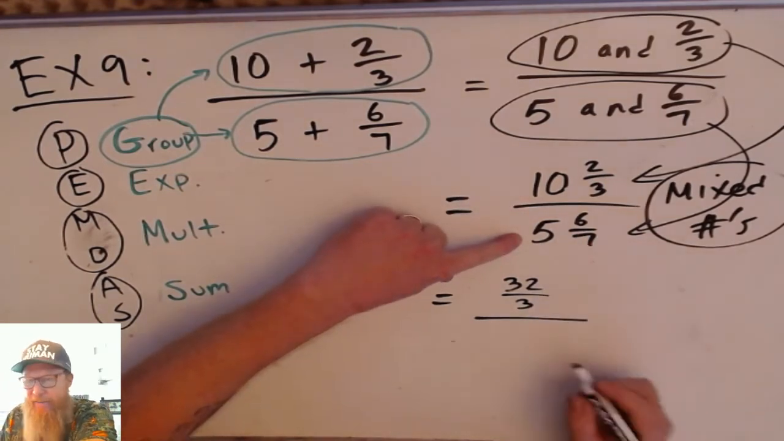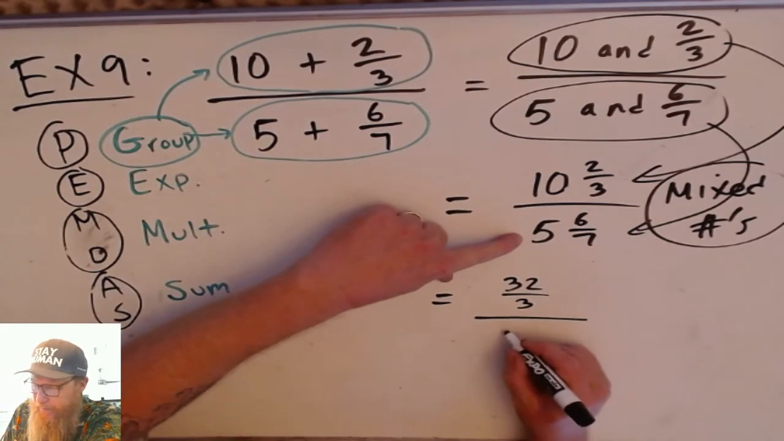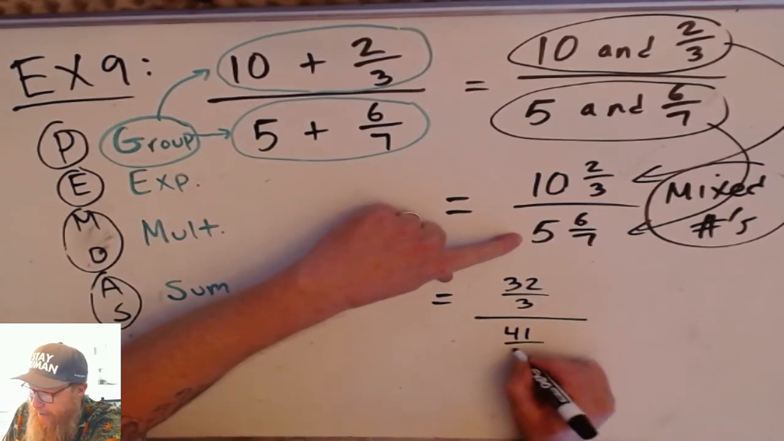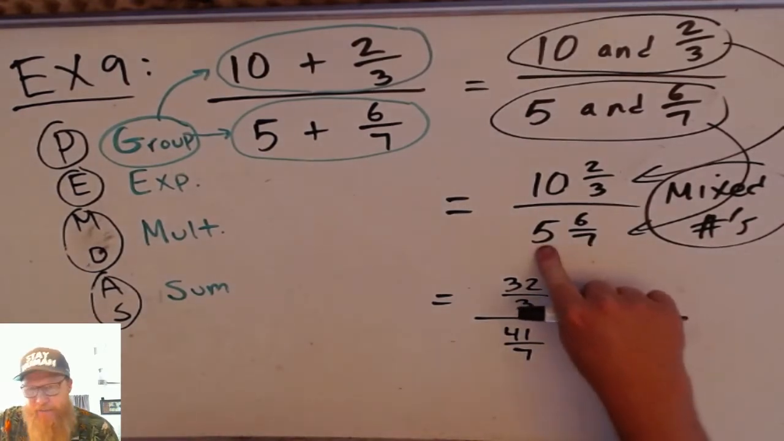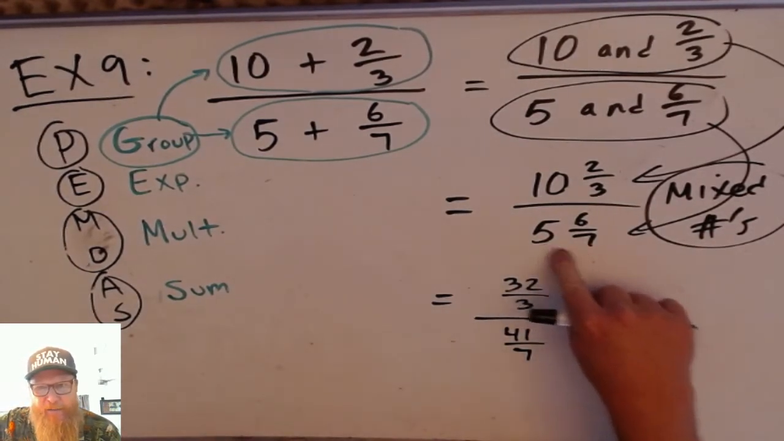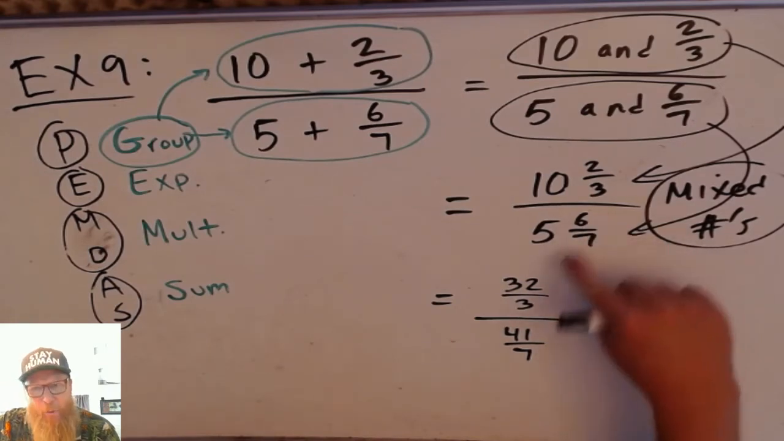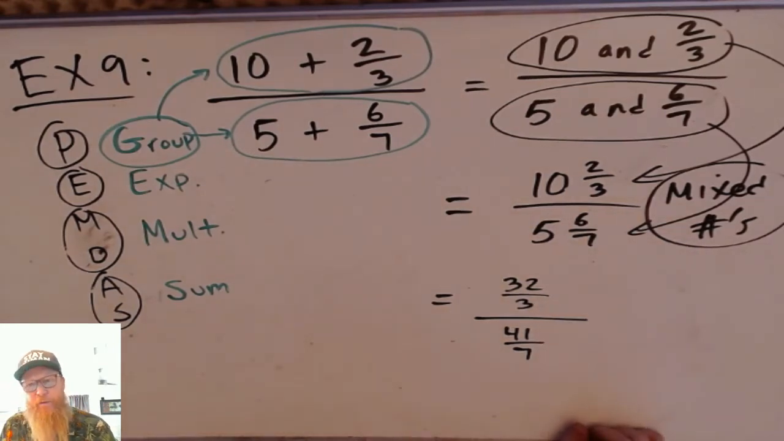5 6/7. That's 41/7. Yeah, 5 times 7 is 35. 5 times 7 plus 6 is 41. 41/7. Okay.